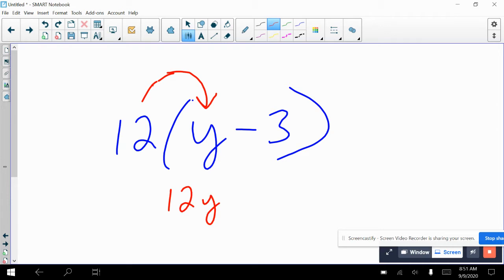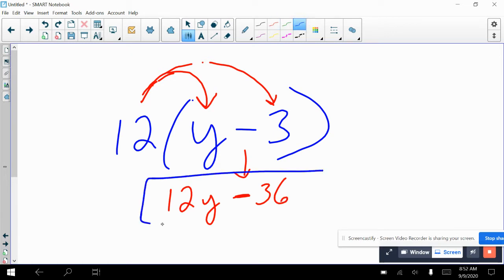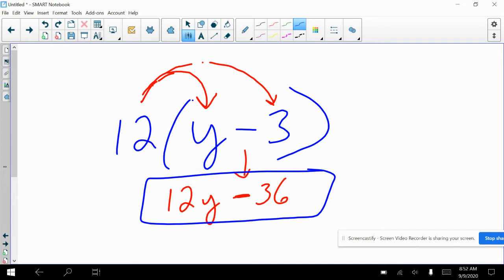We get 12y. You bring down whatever operation is there. Okay, add or subtract. That's really all it's going to be. It could be multiplication, but it's not. Add or subtract. Okay, and now here's the common mistake. We have to go to the next house. 12 times 3 is 36. And we now have the problem solved. We just distributed the 12 to y minus 3.